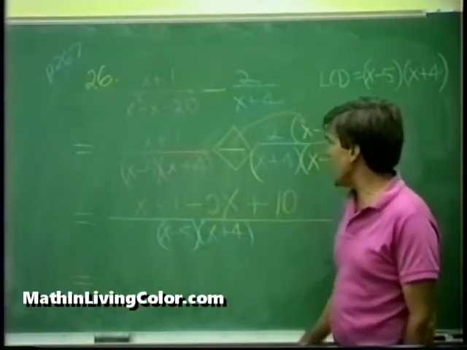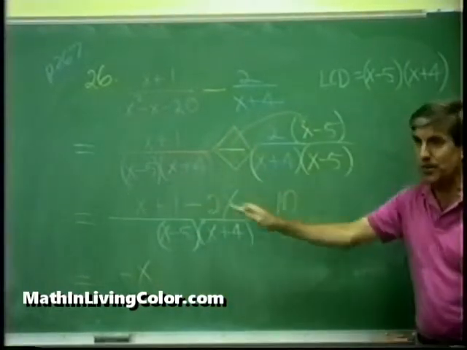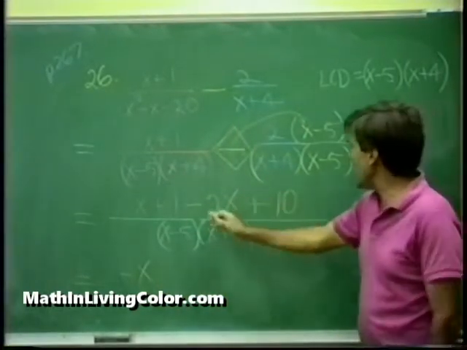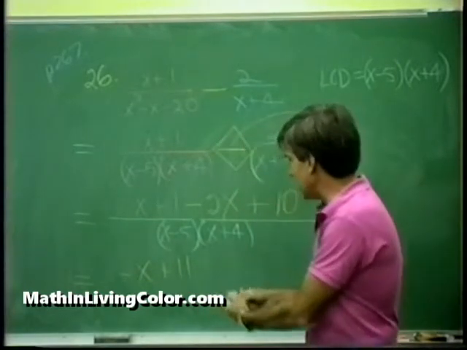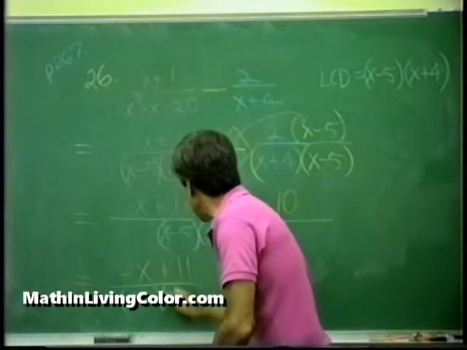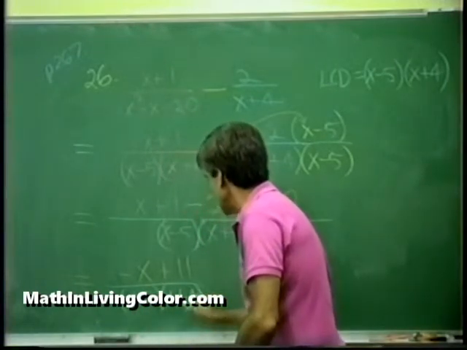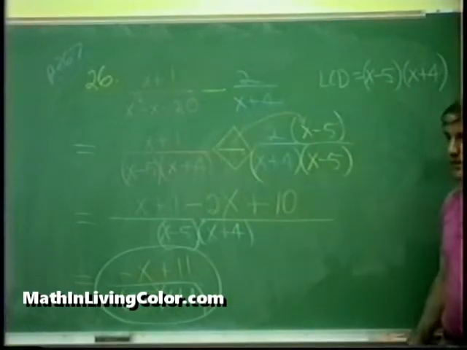1x minus 2x would be negative x. You simplify it by combining like terms. That's all. Just combine like terms. Negative 2x plus 11, right? Negative 2x plus 11. And the denominator would be x minus 5 times x plus 4. And that's it. End of story. Can't simplify it, can you?